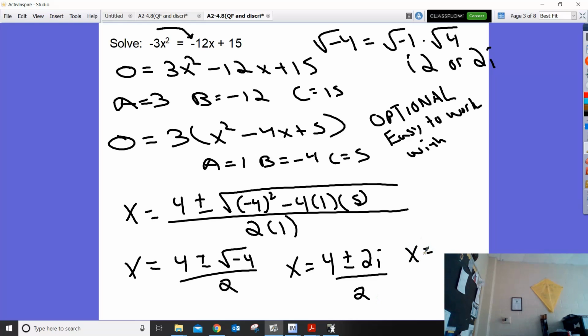You've got a 4 over 2. What's that make? 2. There's going to be 2 of them because you have a plus or minus symbol. A 2i over 2. What's that make? 1i. So plus the i and then minus the i. There's two answers.